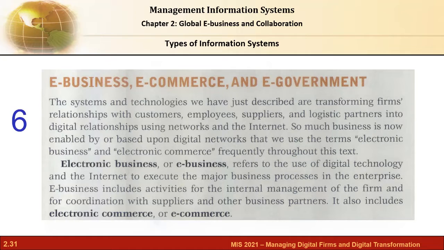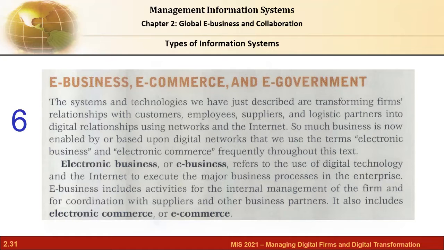So again, this video is made in order to help students scan the key content of the book more easily and more effectively. This is chapter 2. We focus on global e-business and collaboration. So now we have topic number 6, e-business, e-commerce and e-government. Of course, we will look at the topic of e-business in more detail in later chapters and later videos, and now we get the overview. So we have 3 concepts: e-business, e-commerce and e-government.